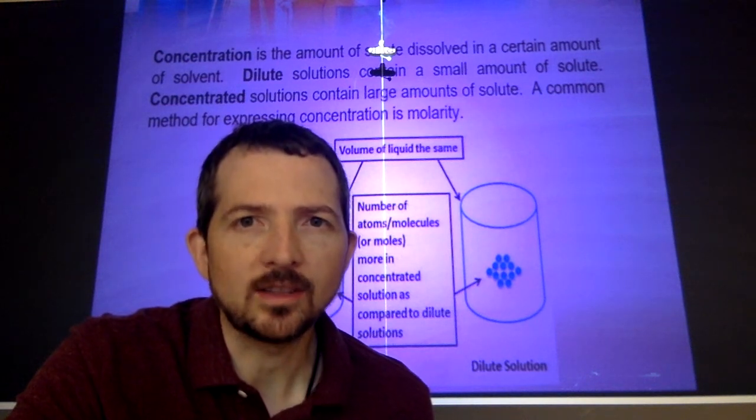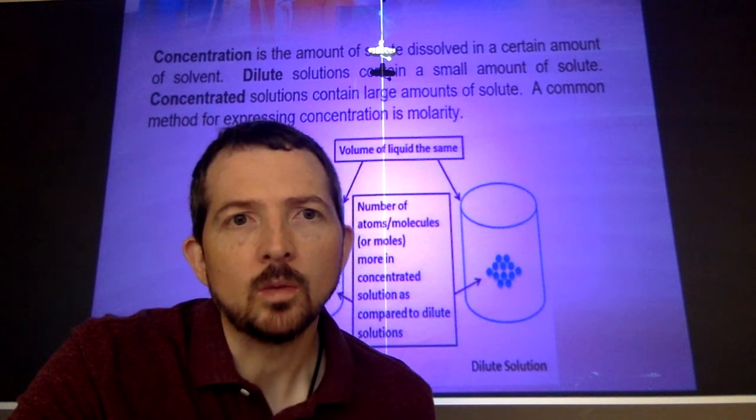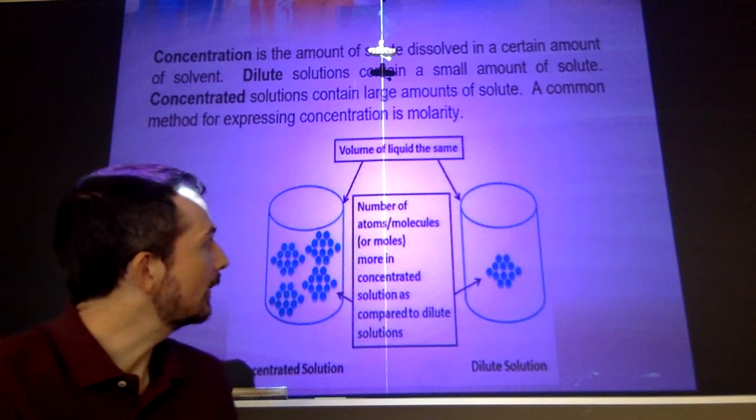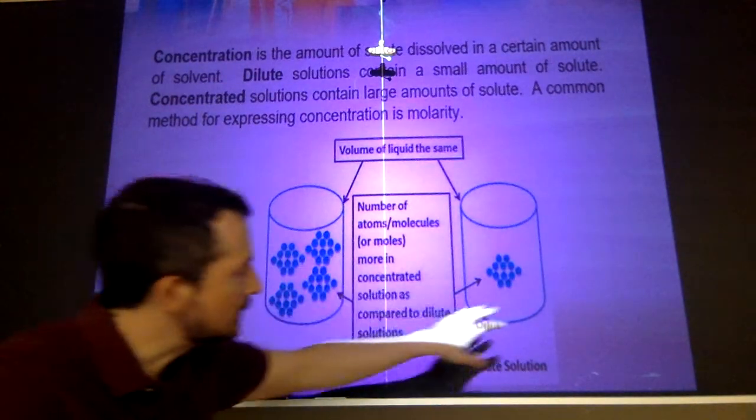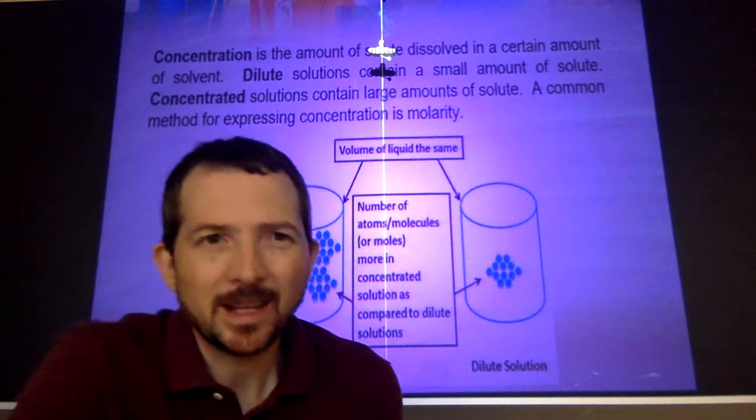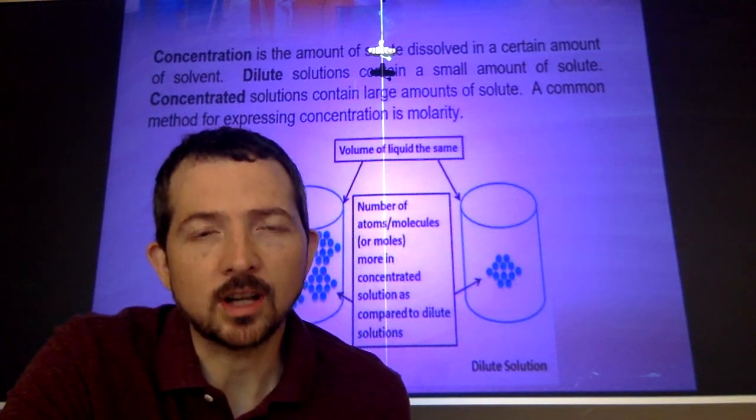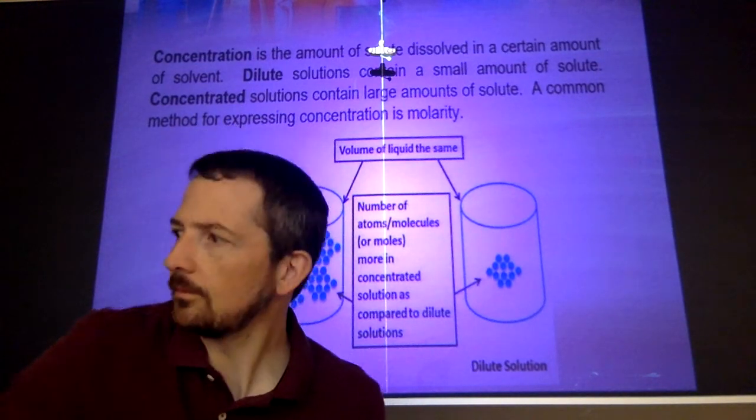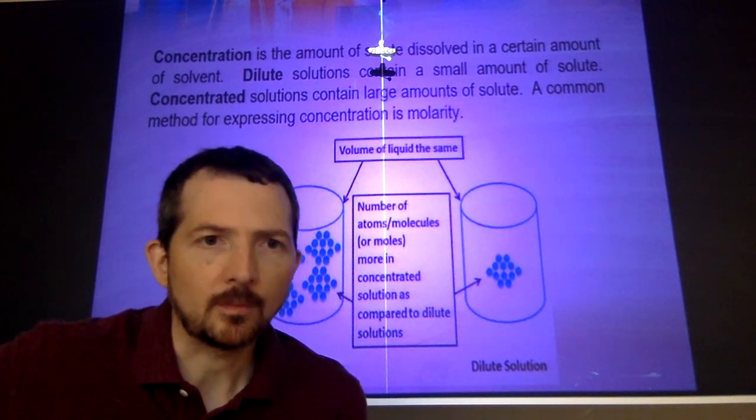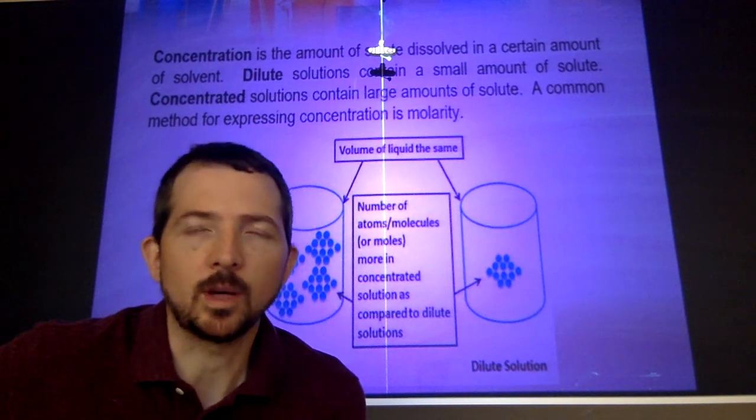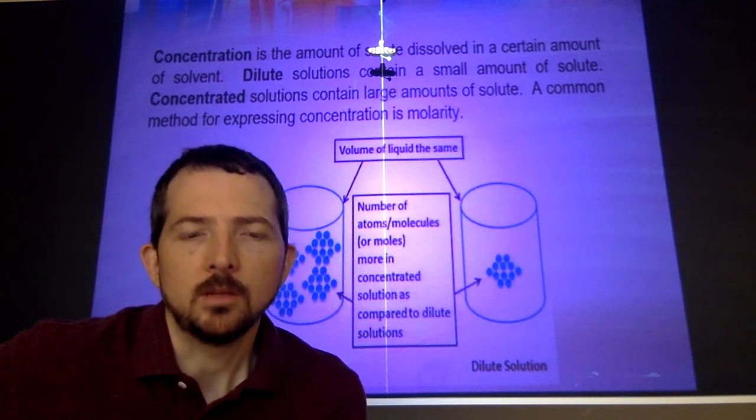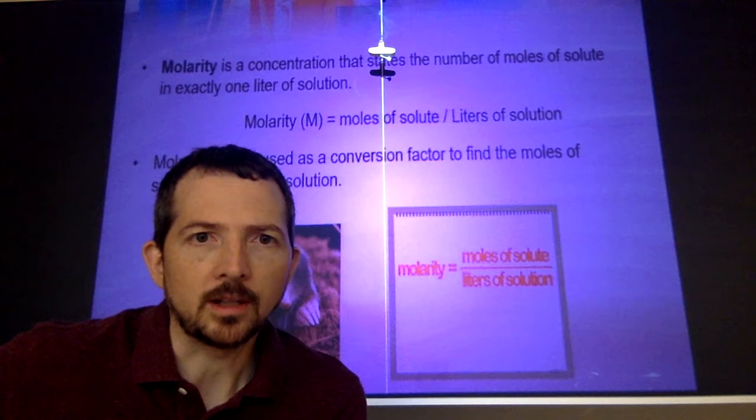Dilute solutions contain only a small amount of solute, while concentrated solutions contain a large amount of solute. So you can see the diagram here represents a concentrated solution versus a dilute solution, only a small amount of solute. A common method used in chemistry for expressing concentration is molarity. And some concentrations you may be more familiar with, like alcohol, for instance, is a percent. So you can do a weight percent or volume percent, like 3.2 weight percent. But in chemistry we mainly use molarity.